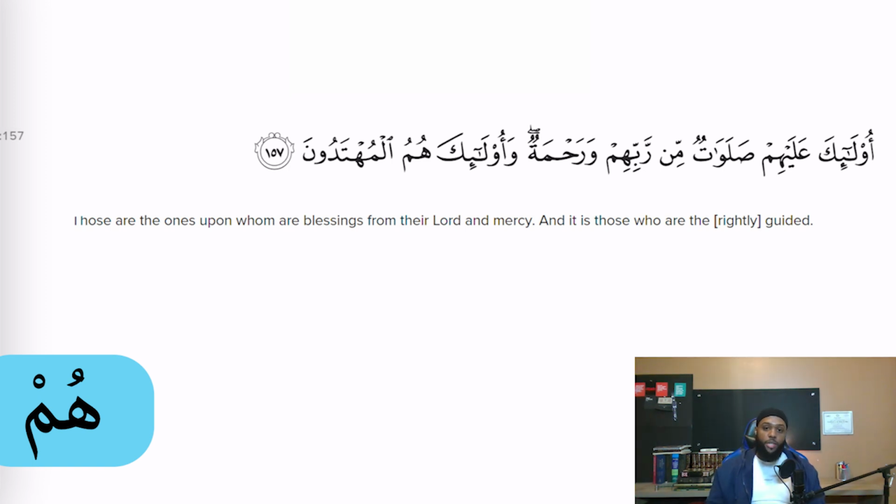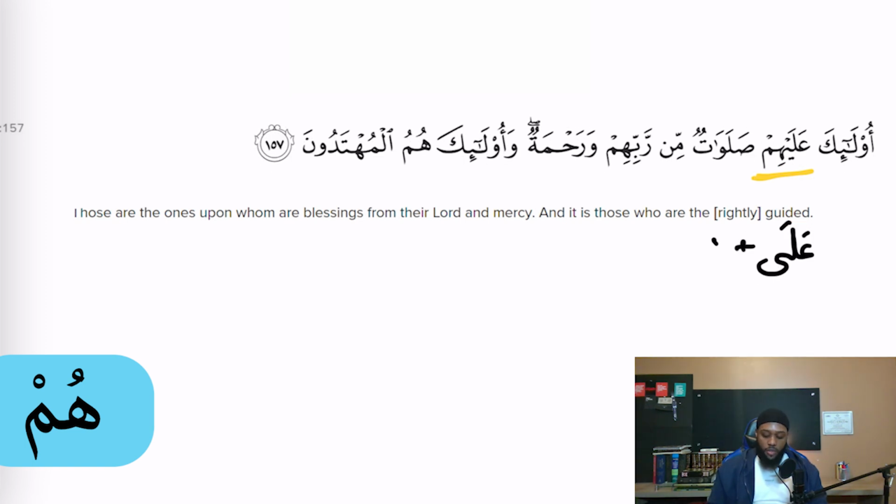Ulaika, those people, alayhim, upon them. This is the harf jar, ala plus hum. This is hum in its attached form. At times, again, not only with the harf jar, this can occur with any word, right? How it's attached will change. Otherwise, it stays the same when it's attached.